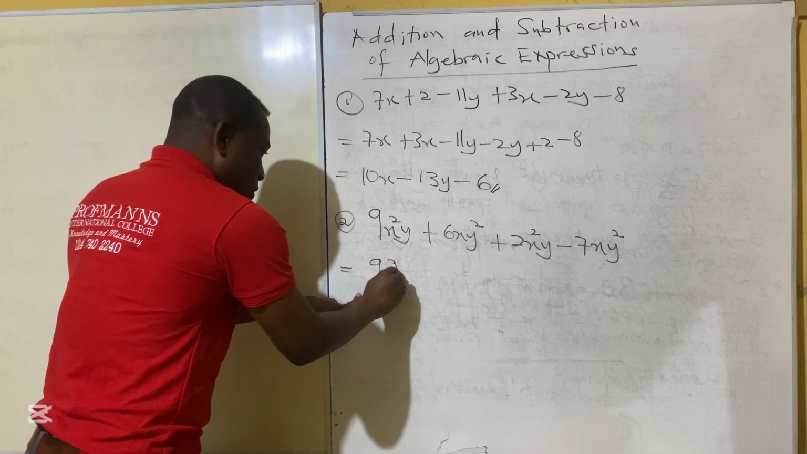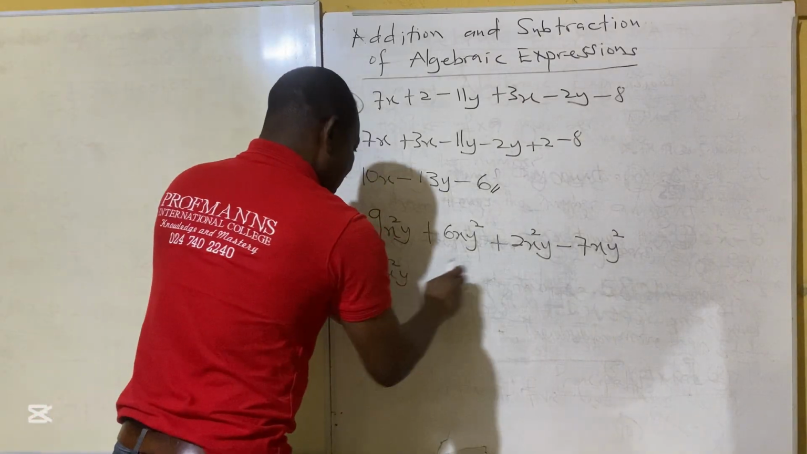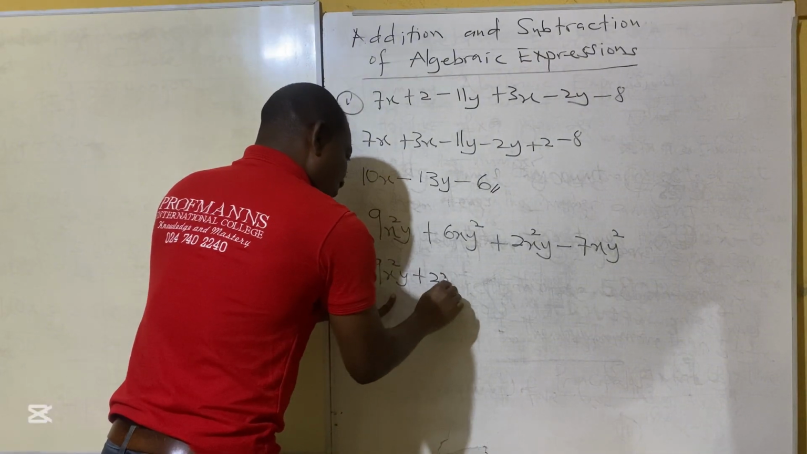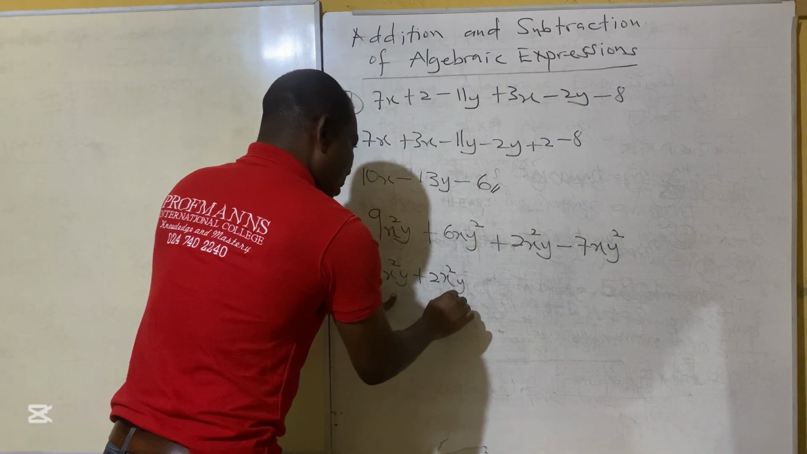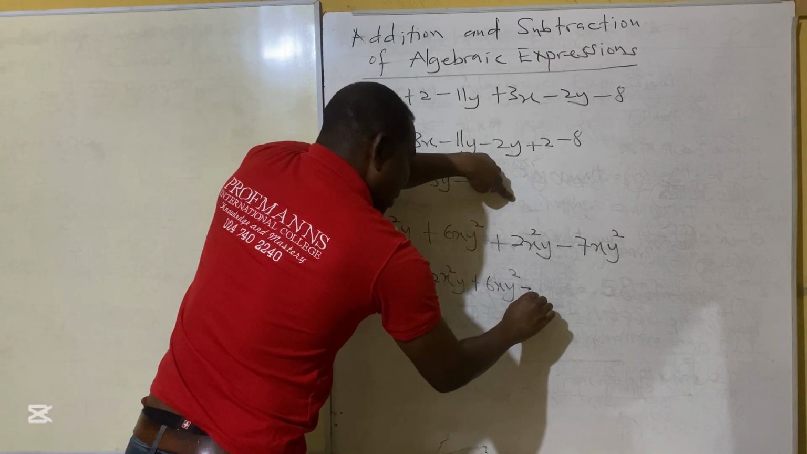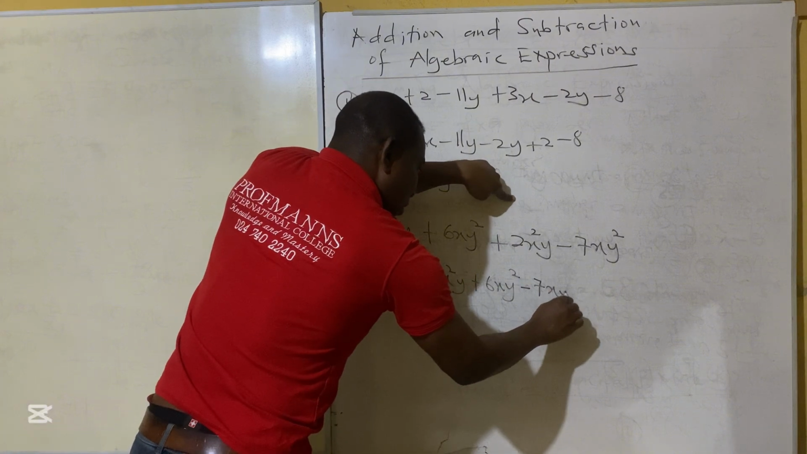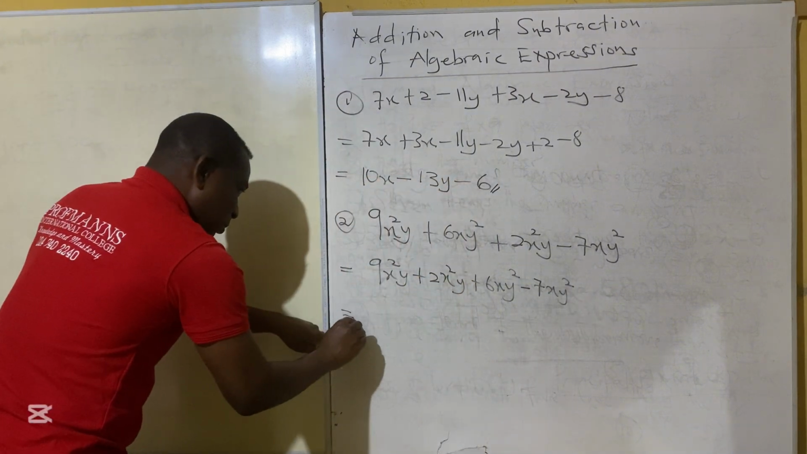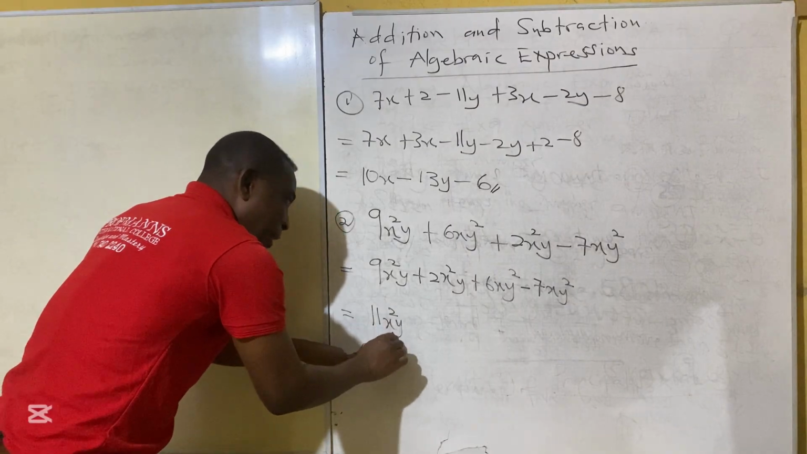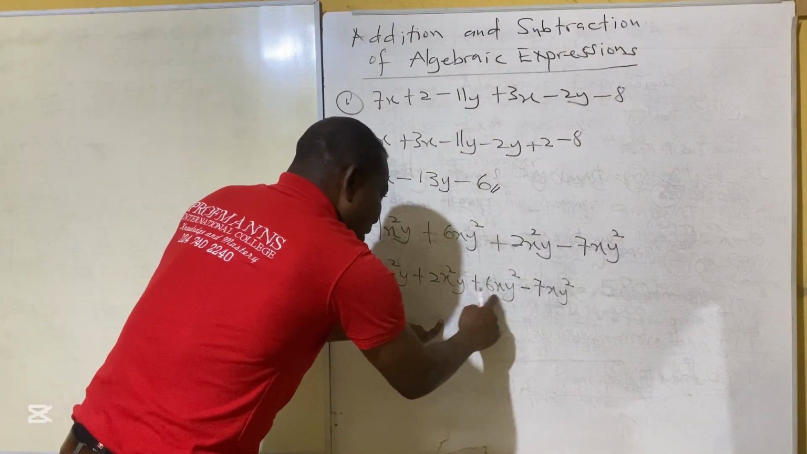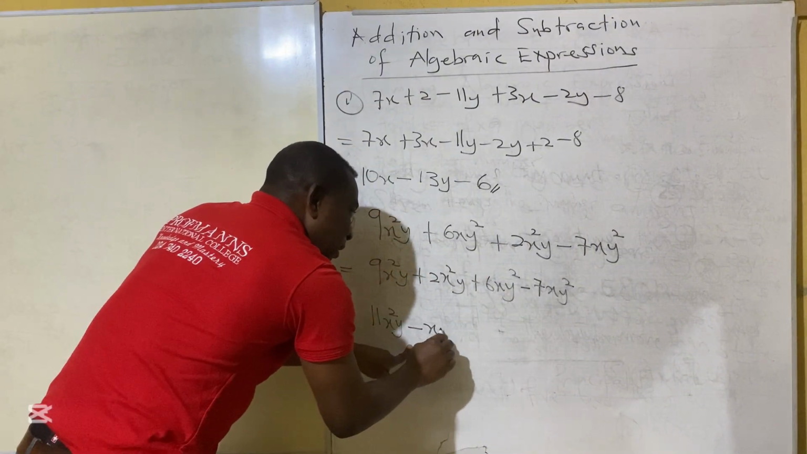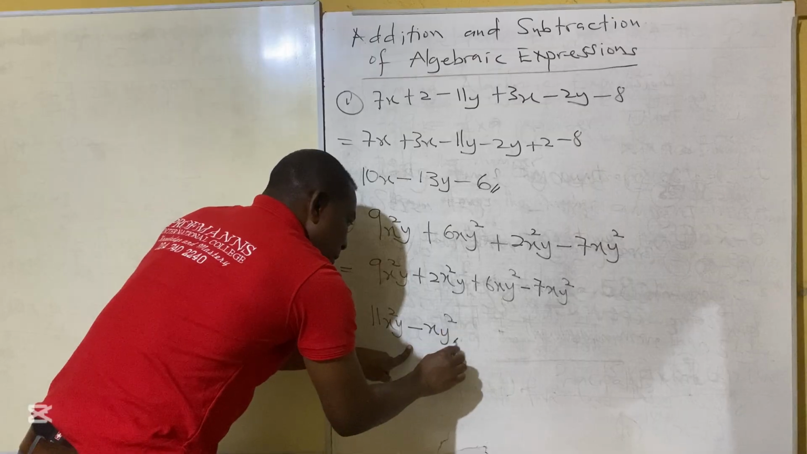So 9x squared y, and then this comes here plus 2x squared y, and then we have plus 6xy squared minus 7xy squared. We have grouped the like terms. So we add this to this, it gives us 11x squared y. We subtract this from this, it gives us minus 1xy squared.